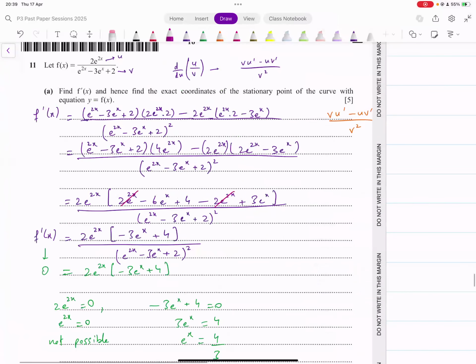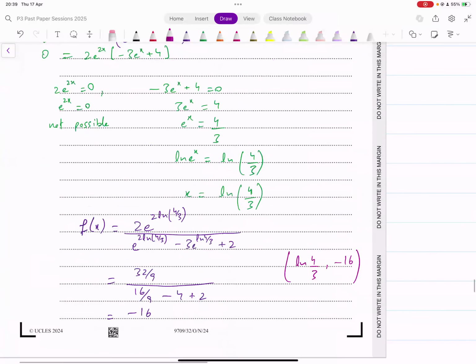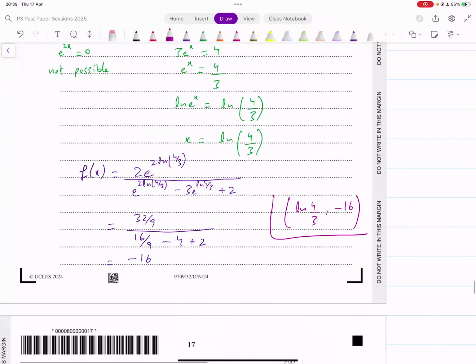Did they call that point something? No. This is the point that we were looking for. All right, let's move on now.